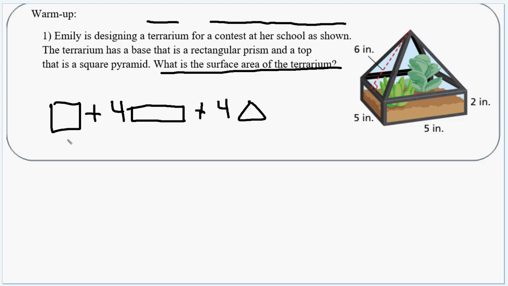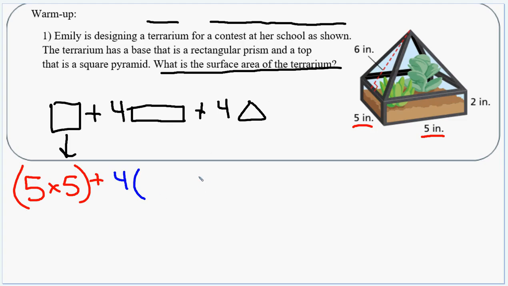So let's just do these one at a time. The base is a square. That's a 5 by 5 square. Plus, we have 4 rectangular sides. Each side has a base of 5 and a height of 2. So that's going to be 5 times 2. And then we've got 4 triangles on top.